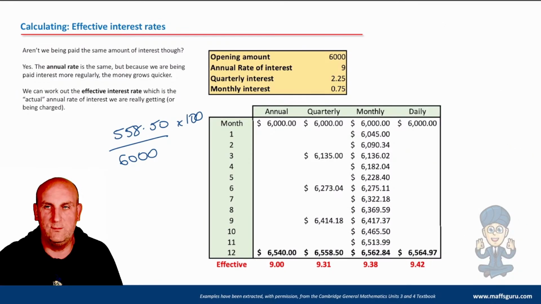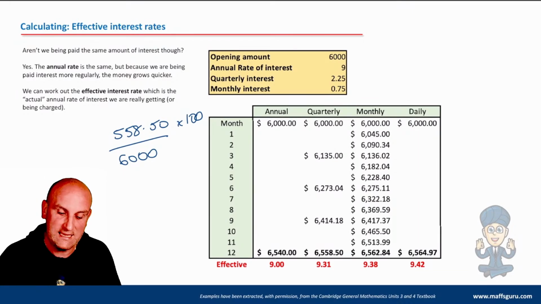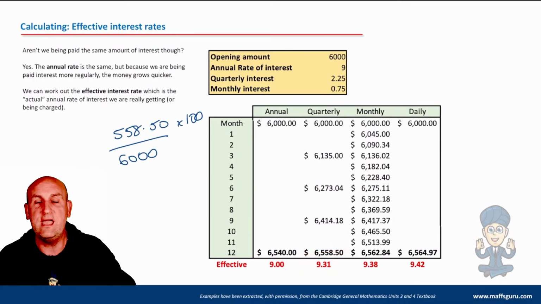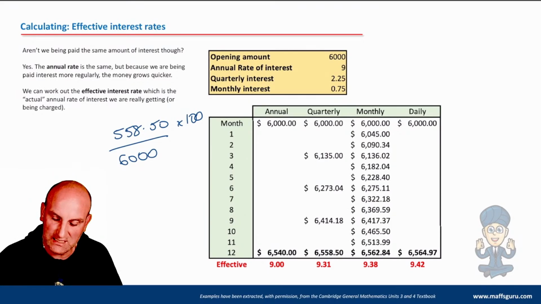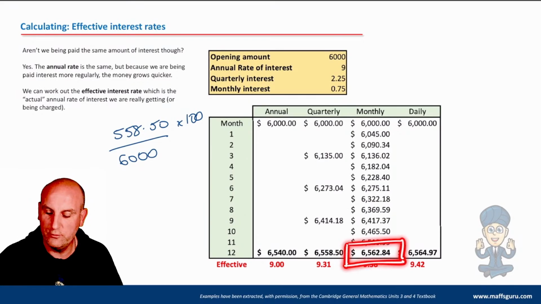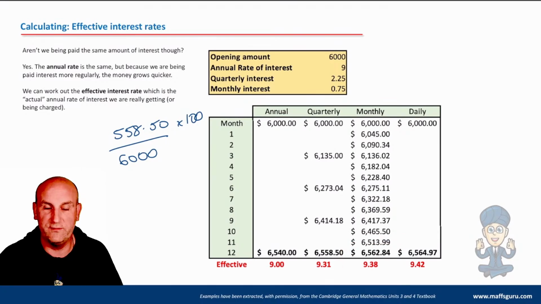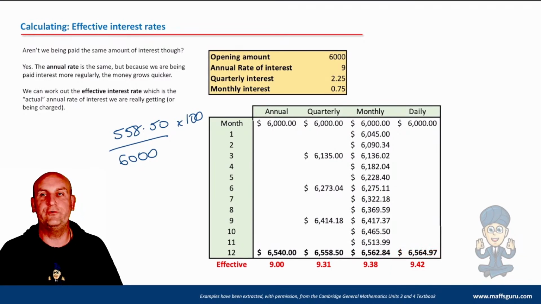So if you are following this, then hopefully you now realize that by paying interest quarterly, you are actually getting a higher rate than 9%. You're really getting an interest rate of 9.31%. And likewise, if I do the same calculation here and do 562.84 divided by 6,000, I get an interest rate of 9.38. And again, if it's daily, 9.42.